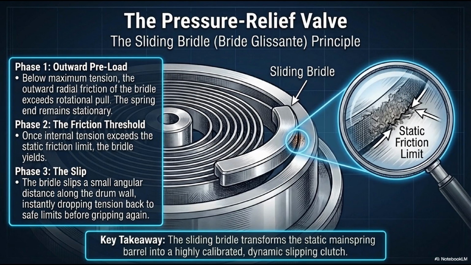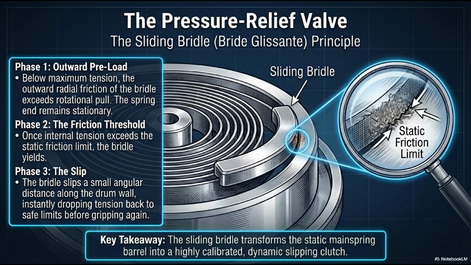Phase 2 is the friction threshold. As the rotor continues to pump energy into the system, the internal tension rises. Eventually, the rotational pull of the tightly coiled mainspring exactly equals, and then slightly exceeds, the static friction limit of the bridle pressing against the wall. The bridle yields. Phase 3 is the slip.